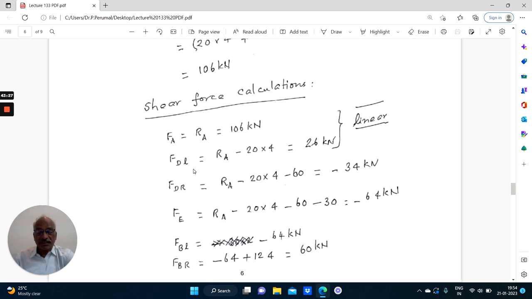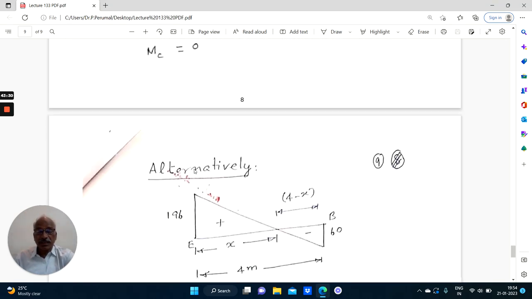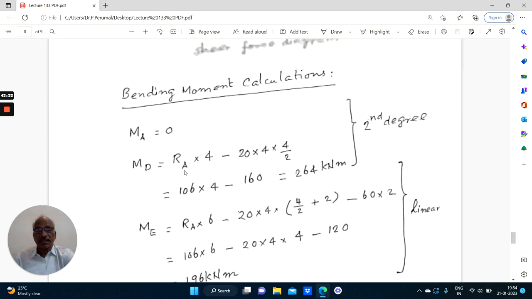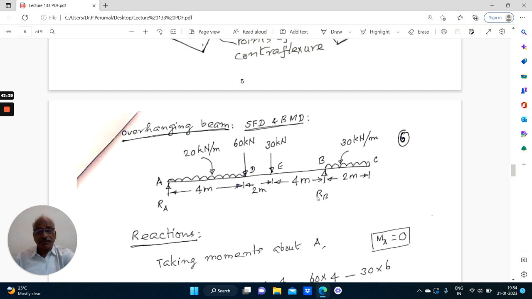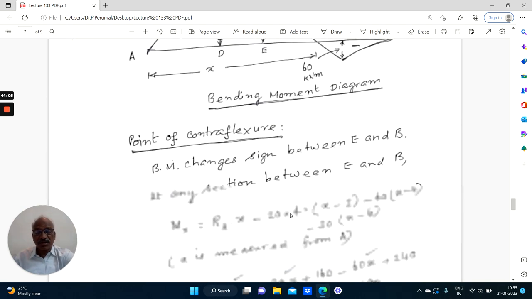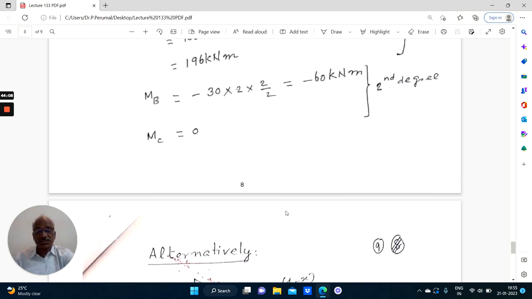So we have to consider a section X-X somewhere in between. The distance is X from A. If you take this load, since this is 6 meters, the distance up to the section X-X equals X minus 6 meters. For this, it is X minus 4 meters. Once a section is marked here and X is measured from here, you will understand this point. Here I have not given the figure, but I have given the terms.